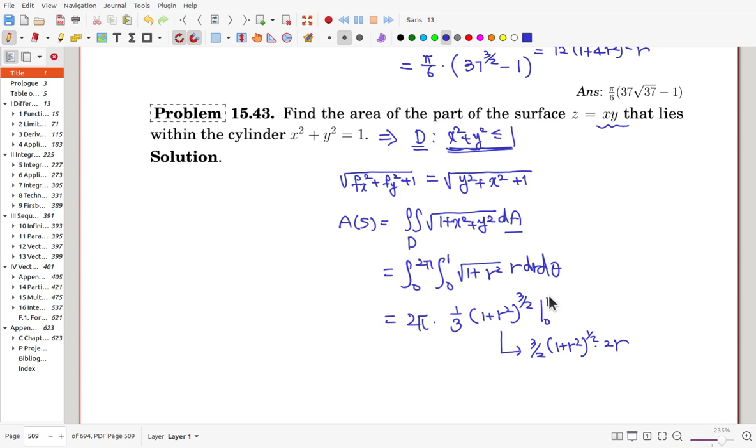Okay, from now on, it's a piece of cake. So you can finish the computation. Okay, that's it. It is the end of the section. Thank you.